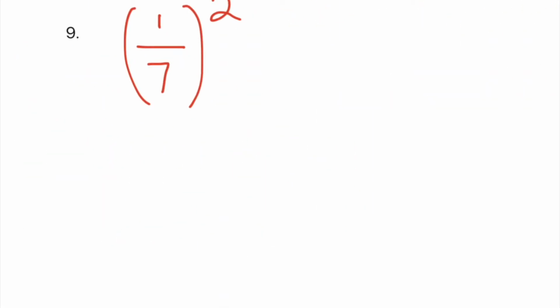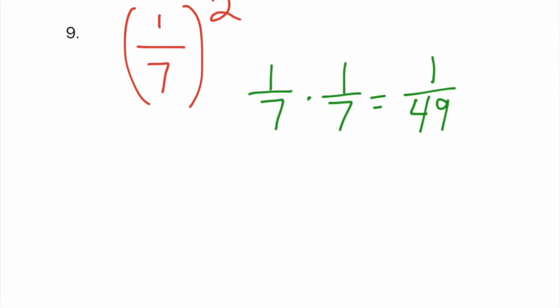Now we have 1 over 7 squared. So again, this means 1 over 7 times 1 over 7. So that is going to be 1 over 49.